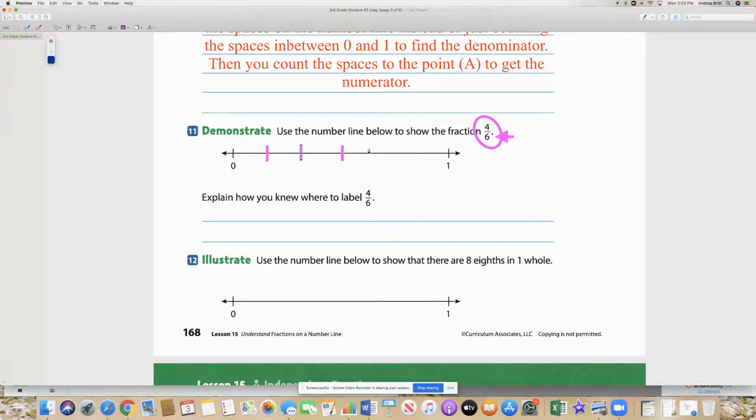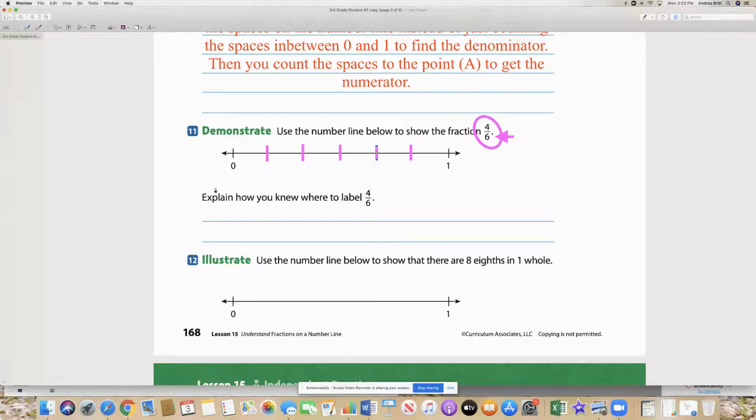Doing the best I can because I can move them, if they're not even enough. That looks terrible. Let's see if we can straighten you up. All right. So we need 6 spaces. Okay. If you want 6 spaces, you draw 5 lines.